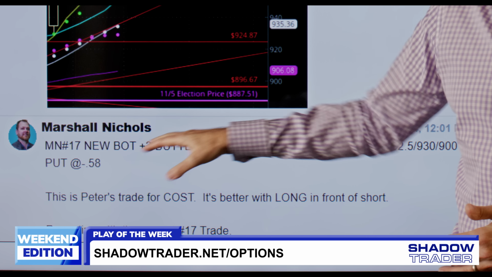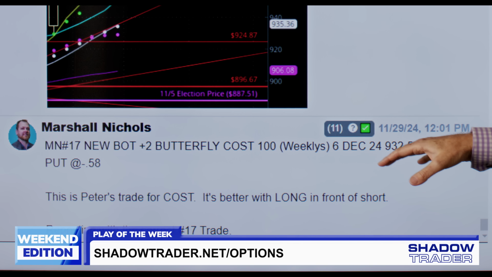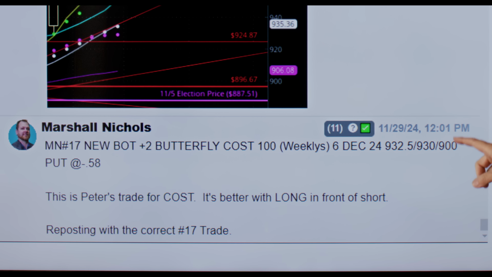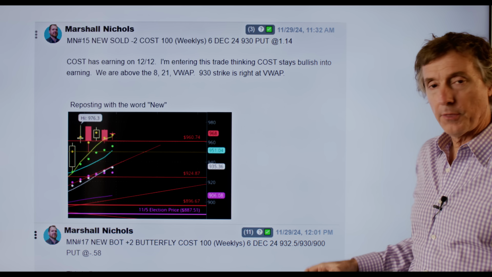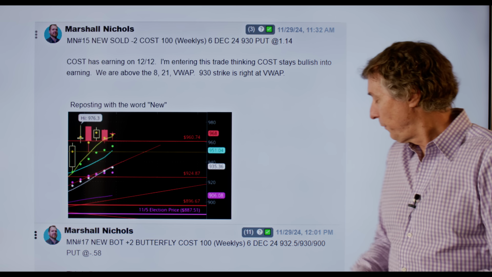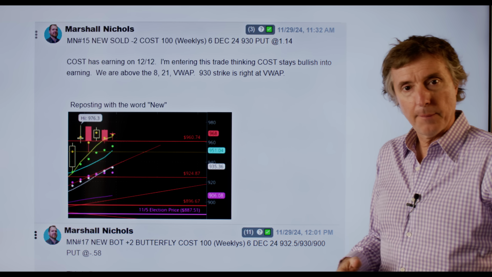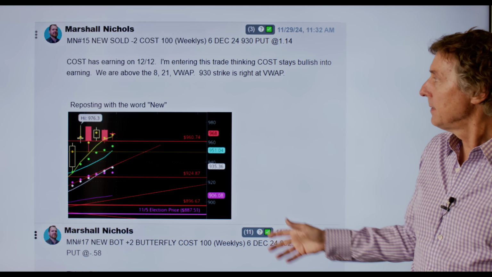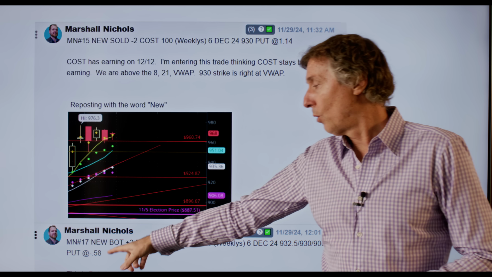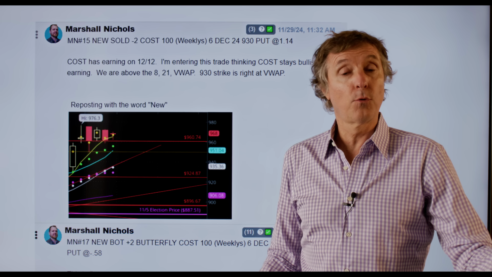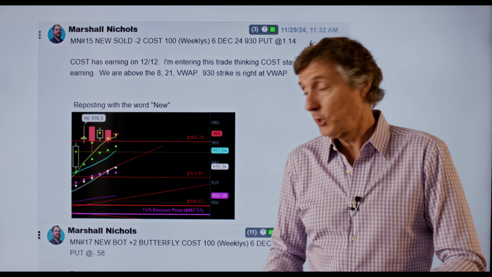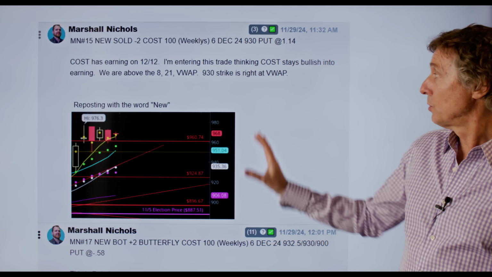What if we did a broken wing butterfly and we actually bought a 930, 250, 930, 900 put structure, BWB. So obviously the 930 and the 250 are very close to each other for a 250 width, and then we bought the 900 to cap it off for margin. And instead of the $1.14 credit, we only got a 58-cent credit, but of course with a lot less margin outlay. So those are those two trades.